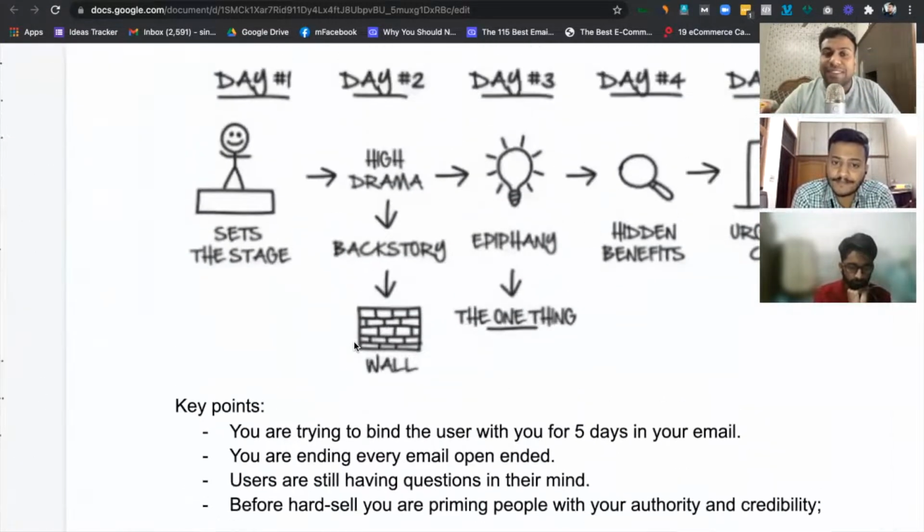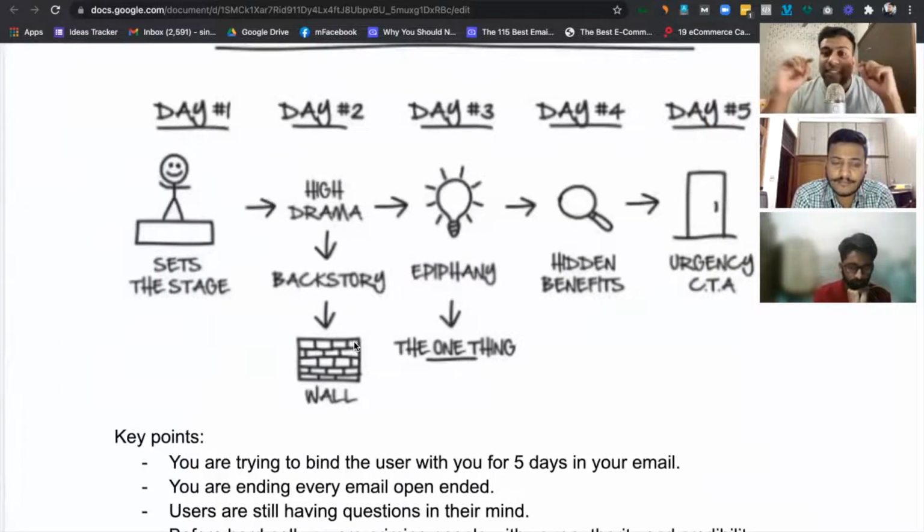So day one, set the stage, because they are someone new in your circle. If you're meeting someone for the very first time, you can't say, hey, this is my phone, just buy this. No, he won't buy this. First of all, you'll have to introduce yourself. You'll have to build authority, that you have authority in this space, that is why he should listen to you, right? You'll have to set the stage for the person.